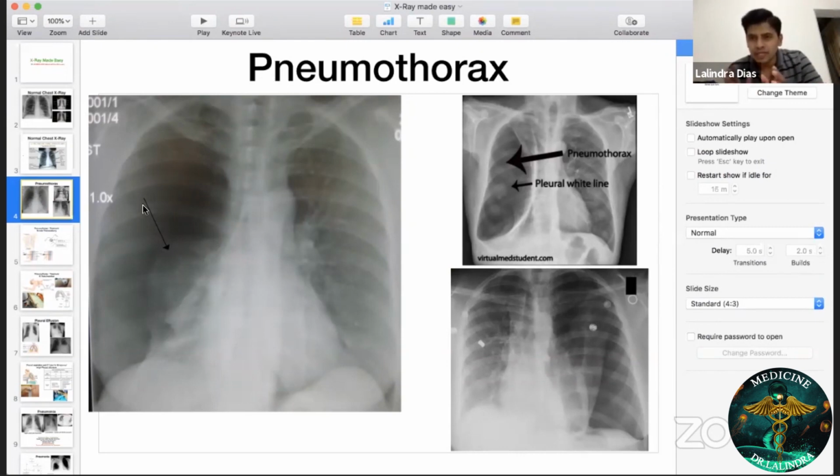That is in the pleural space. In the pleural space, you get collection of air. So this pneumothorax can occur.